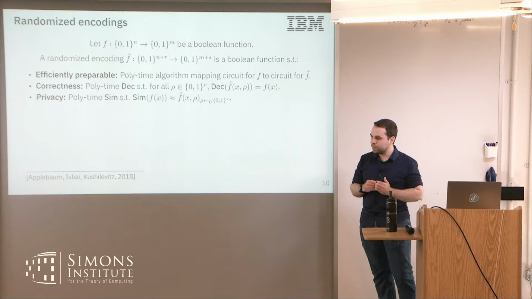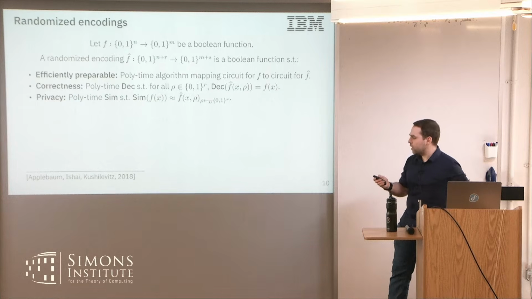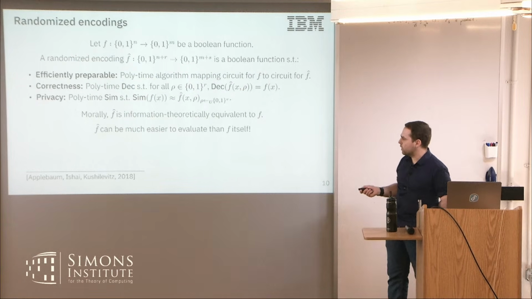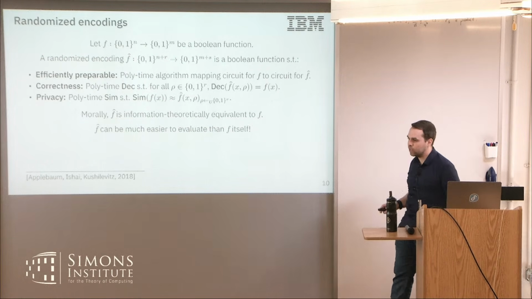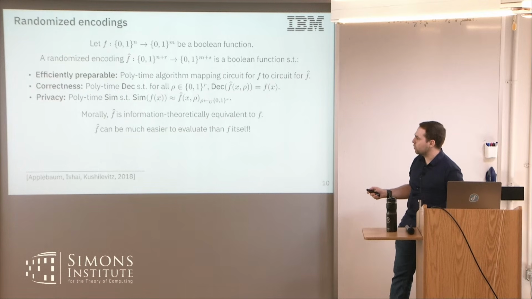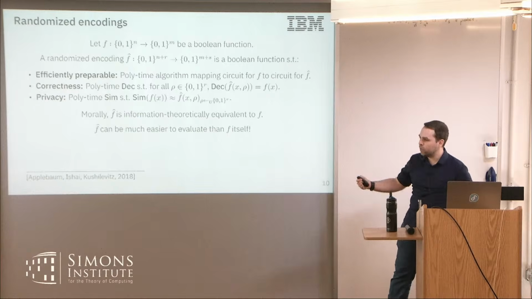So what makes a randomized encoding useful? One thing I want to say just before that is that morally, this f hat is kind of an information theoretic equivalent function to f itself. And the interesting property is that you can construct randomized encodings that can be much easier to evaluate than f itself. So this is why they were considered in this paper, where the main result is that whenever you have a function f that can be evaluated by log depth circuits, it is always possible to construct a randomized encoding that is evaluatable in constant depth.